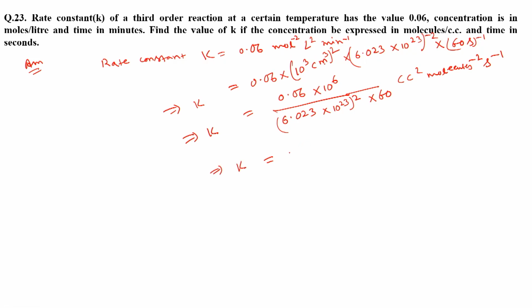Okay, so K is 2.76 times 10 to the minus 45 cc squared molecules to the minus 2, second to the minus 1. So this is just a conversion of units, nothing else here.